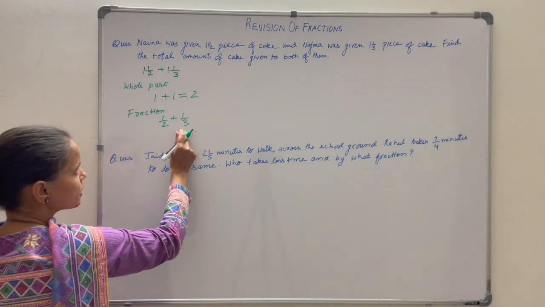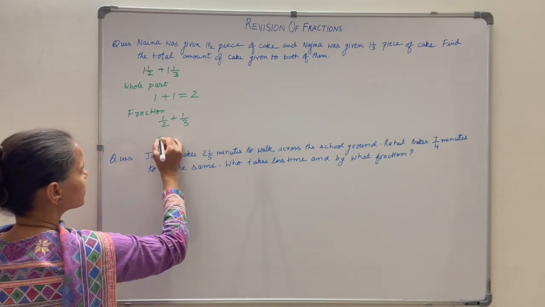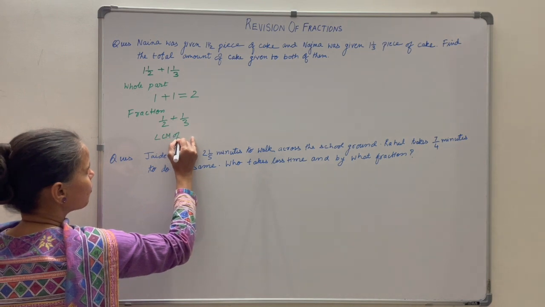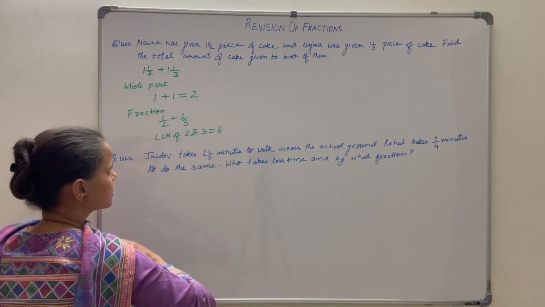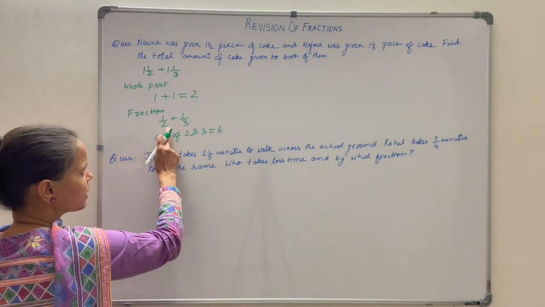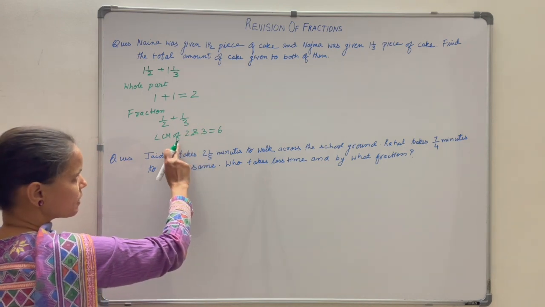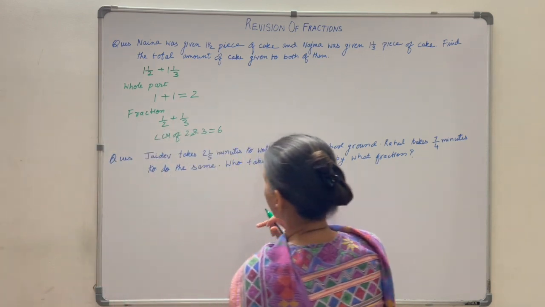Here the denominators are different. So you need to make the denominators same by taking the LCM of 2 and 3. LCM of 2 and 3 is equal to 6. So if you multiply here by 3, you get the denominator as 6. Here if you multiply the denominator by 2, you get 6. And like that you will get like fractions and you can add.